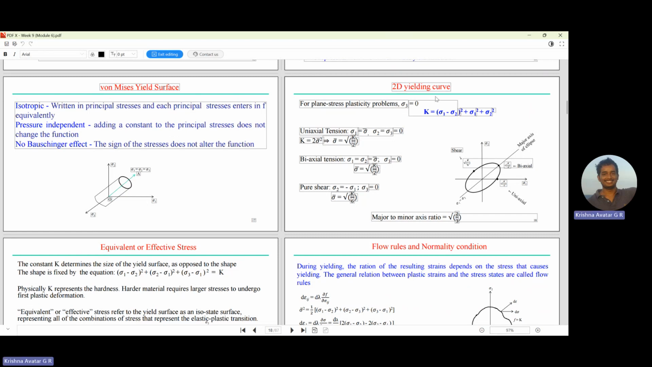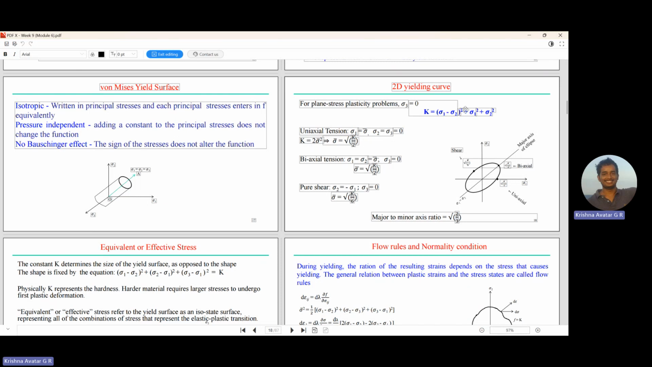Now for the 2D yielding case, for a plane stress plasticity problem, we have the third principal stress to be 0, isn't it? Because that's the assumption that we make in plane stress, that the stress components along the third direction do not matter. Now say we do some uniaxial tension. In that case, sigma 1 happens to be sigma bar, because that is the direction in which we are applying our stress, and sigma 2 and sigma 3 are 0 by definition of uniaxial tension.